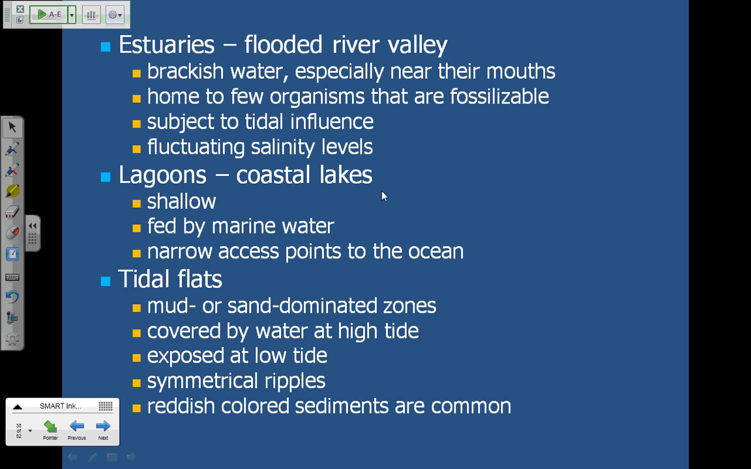And then we can also get tidal flats. Tidal flats, mud or sand dominated zones, and they're exposed at low tide. Now, that's very important. If you've ever been to a beach where the tide goes out a long way and exposes these wide tidal flats, you should probably have noticed that you'll see a lot of birds running around out there, and they dig up little shellfish and crabs and stuff like that that live under that mud below the surface.